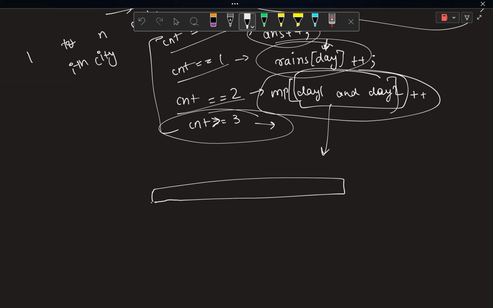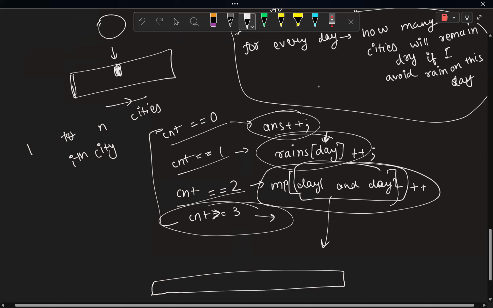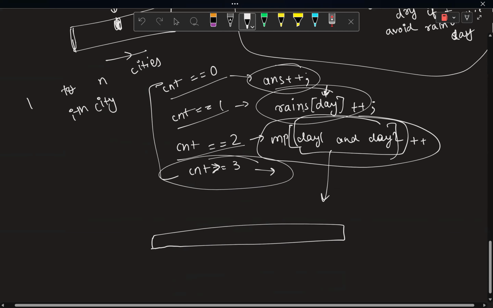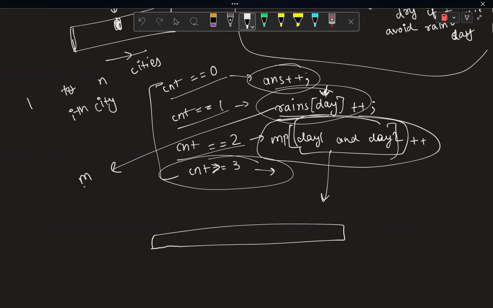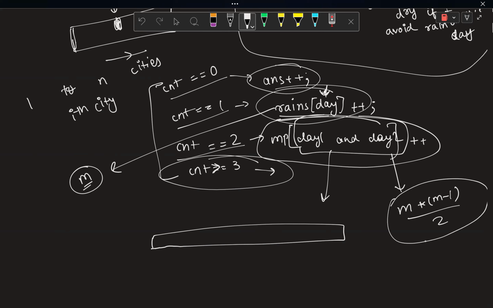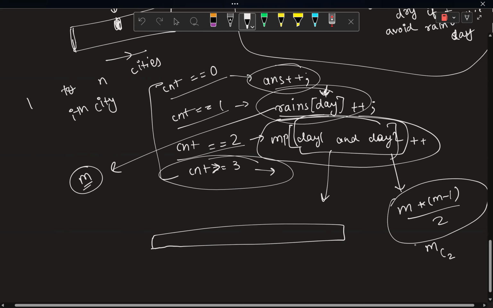Now you see the combinations of days. Okay, so let's talk about this. The distinct number of days is definitely equal to n, so this is not anything problematic, but there can be m into m minus 1 by 2 combinations, or you can say mC2 combinations of two distinct days.